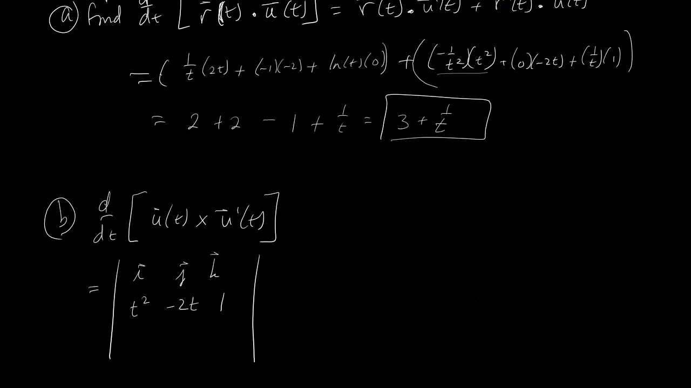Did I really need to go back up there and get that? I can do it right here. 2t, minus 2, and 0.